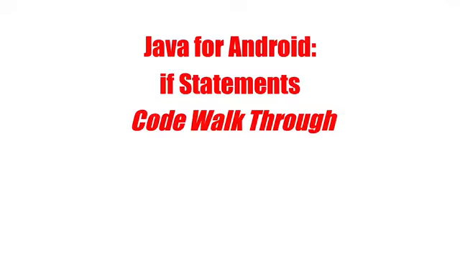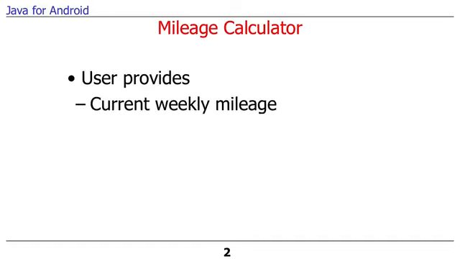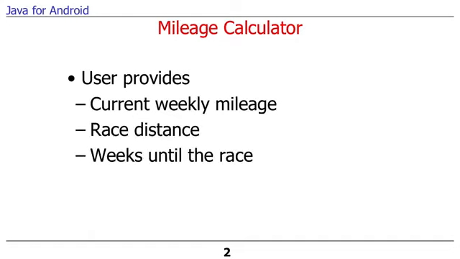This short video will walk you through a simple Java program that uses several if statements to solve a problem. The code was written in Android Studio. A user indicates the current weekly mileage they are running, the distance of an upcoming race they hope to compete in, and the number of weeks until the race is held. Let's take a closer look at the code.